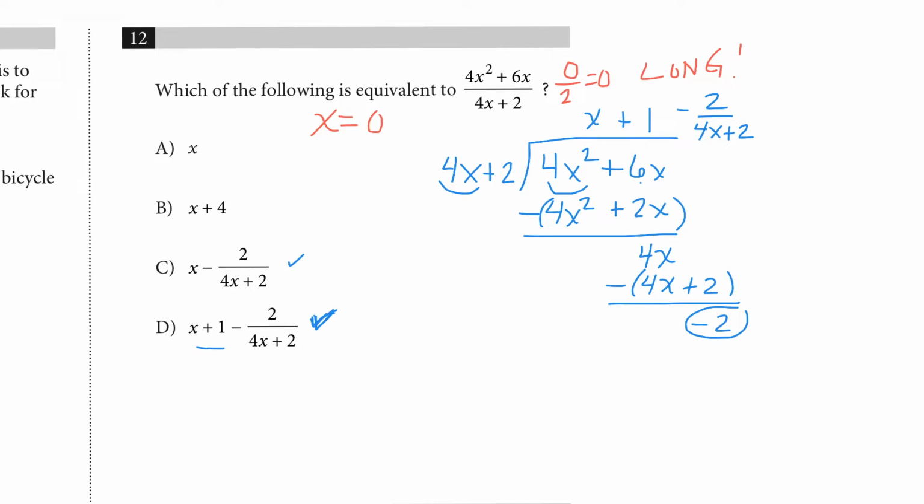Well, if x is 0, this is 0, but we already ruled that out. There's no way the answer could be x. If x is 0, the answer here is 4. And if x is 0 here, you're going to have (0 minus 2) over 2, so that would be minus 1. And if x is 0 here, you would have 0 plus 1 minus 2 over (0 plus 2). So 2 over 2 is 1, and you're going to have 1 minus 1, which is 0. So if x is 0, we're supposed to get 0, so that's probably the easiest way of doing this.